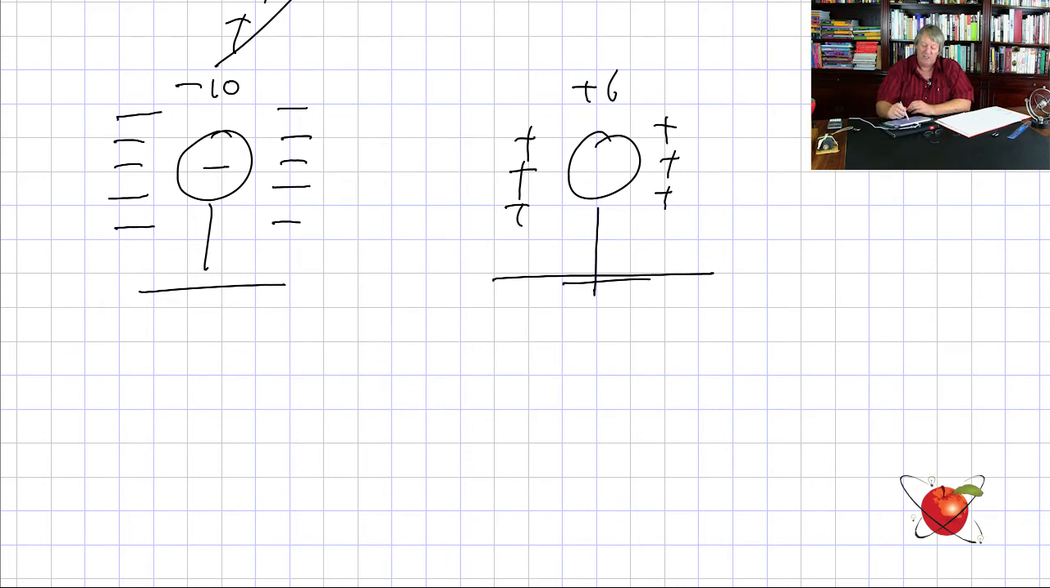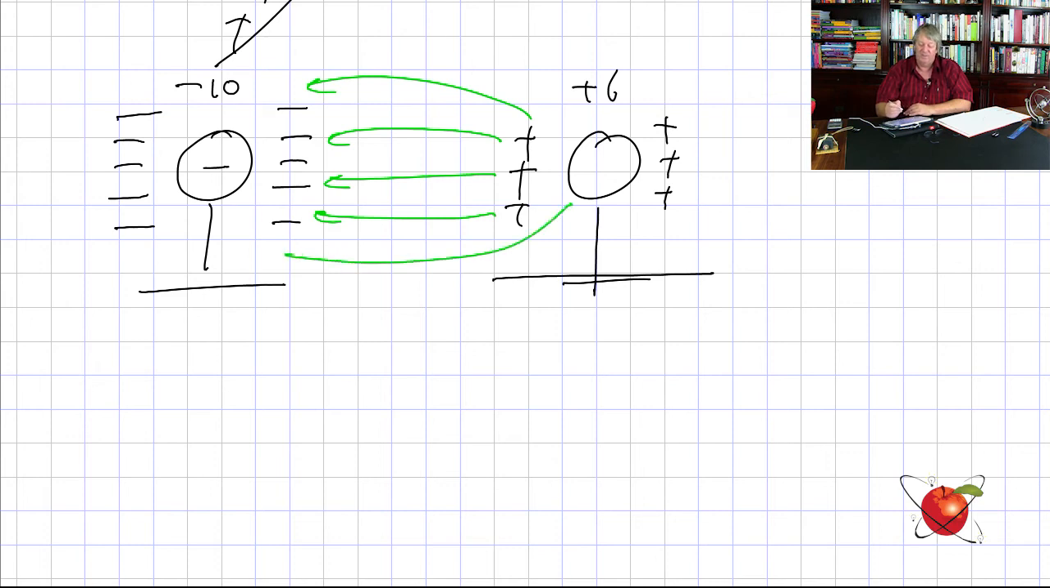Now let's have a look. Let's draw the electric field between them. All right? Well, we always draw from plus to minus. These are unlike, so they are going to attract each other. So we have a force of attraction because this one over here is positive and that one is negative, but they are attracted to each other because we have a charge of minus 10 and plus 6.